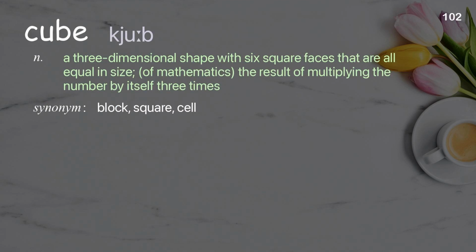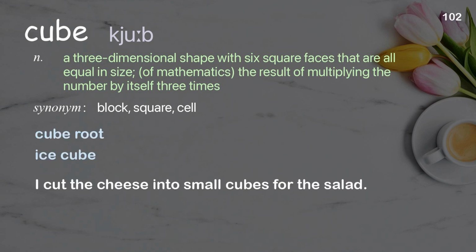Cube. A three-dimensional shape with 6 square faces that are all equal in size. Of mathematics, the result of multiplying a number by itself 3 times. Examples: Cube root. Ice cube. I cut the cheese into small cubes for the salad.